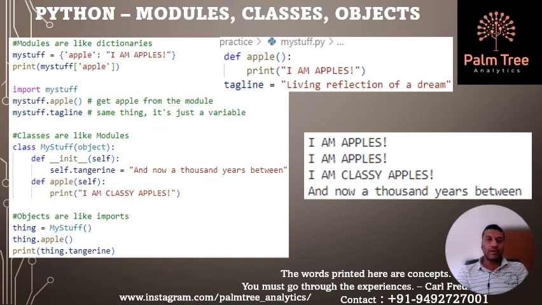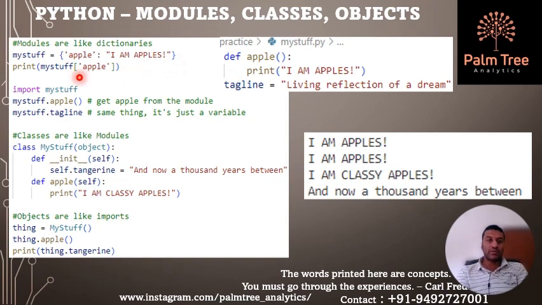So far we learned about lists and dictionaries, and we are going to learn about modules, classes, and objects. To make a better understanding, we will start with the explanation of dictionaries. So modules are like dictionaries. It will have the corresponding key and value.